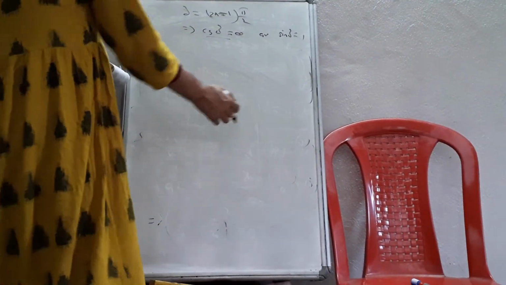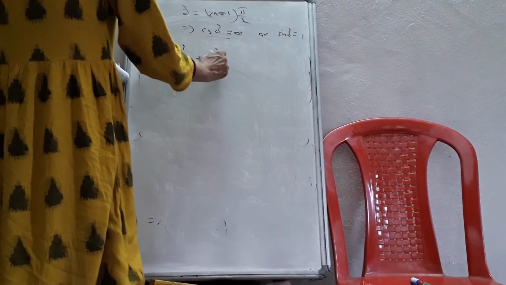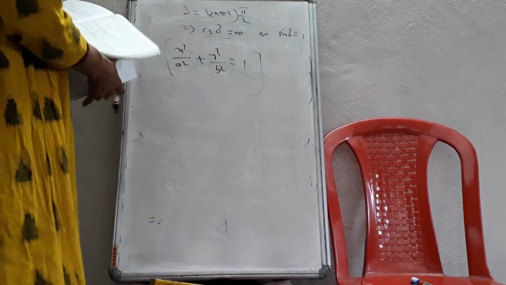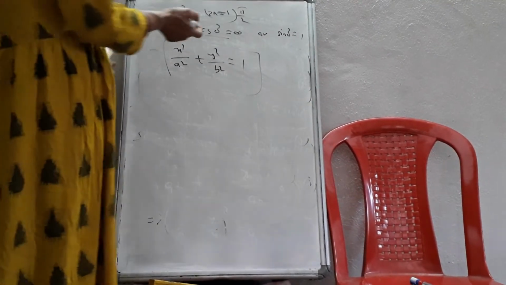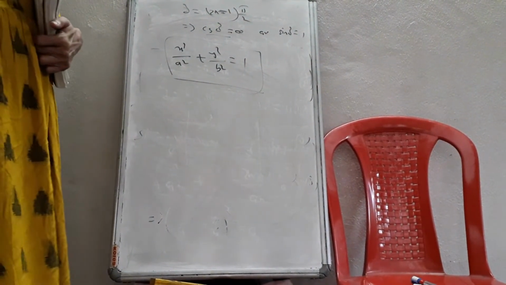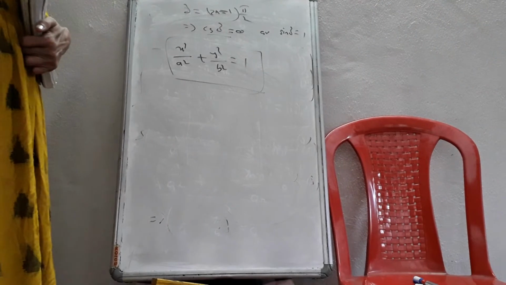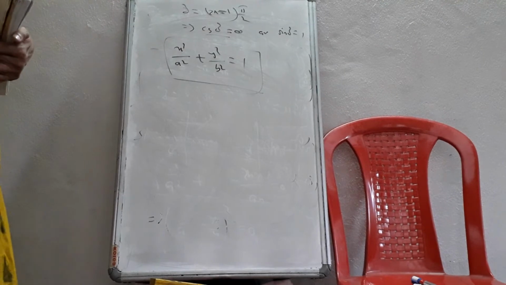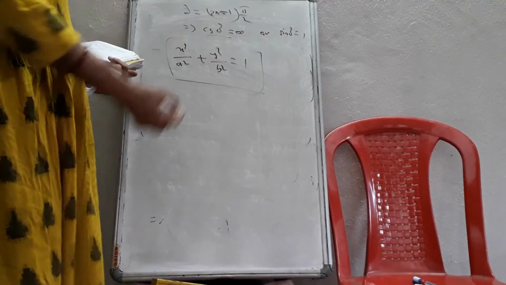Then if we solve this equation 3, it becomes x square by a square plus y square by b square equals 1. This is directly the equation of an ellipse. That means the emergent light is elliptically polarized light. So when will we get elliptically polarized light? If two linearly polarized or plane polarized lights are allowed to superpose, under the condition that the phase difference is an odd multiple of pi by 2, then the outgoing emergent light will be elliptically polarized, because it is the equation of an ellipse.